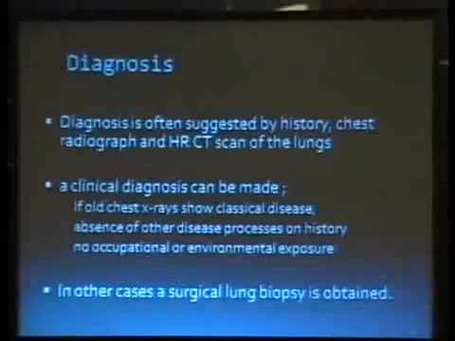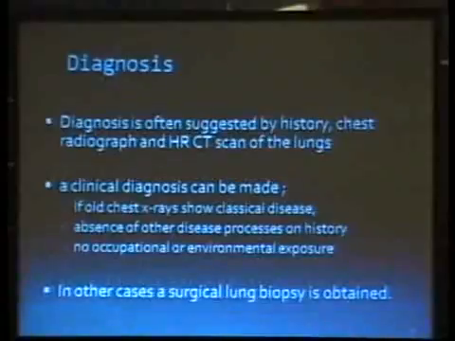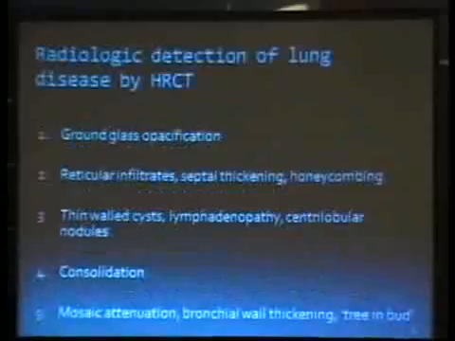So how would you diagnose it? Well, it's often suggested by the history, such as in our patient, a history of scleroderma, and by the presence of chest X-ray or high-res CT scan findings. If you make a clinical diagnosis, you need to have serial chest X-rays that show the classic progression of disease. You would have to rule out any other disease process or an occupational, environmental, or drug exposure that could lead to similar changes. Sometimes when the pulmonary manifestations present first, we have to do a surgical lung biopsy to make the diagnosis.